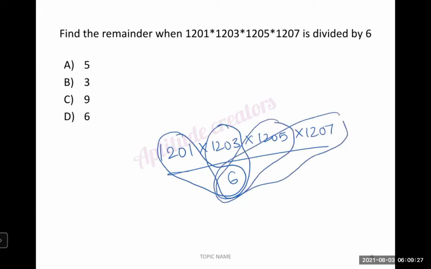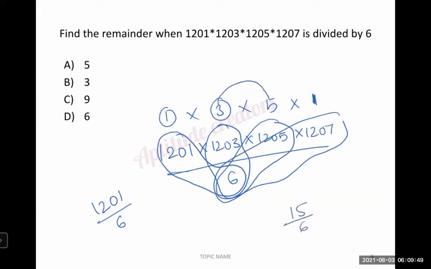1201 divided by 6, what will be the remainder? You will get the remainder as 1. 1200 is completely divisible by 6, right? Now here you will get the remainder 3 and here you will get the remainder 5. Here you will get the remainder as 1. Now 3 into 5 will give the result as 15. 15 divided by 6, you will get the remainder equal to 3. Answer is option B, 3.